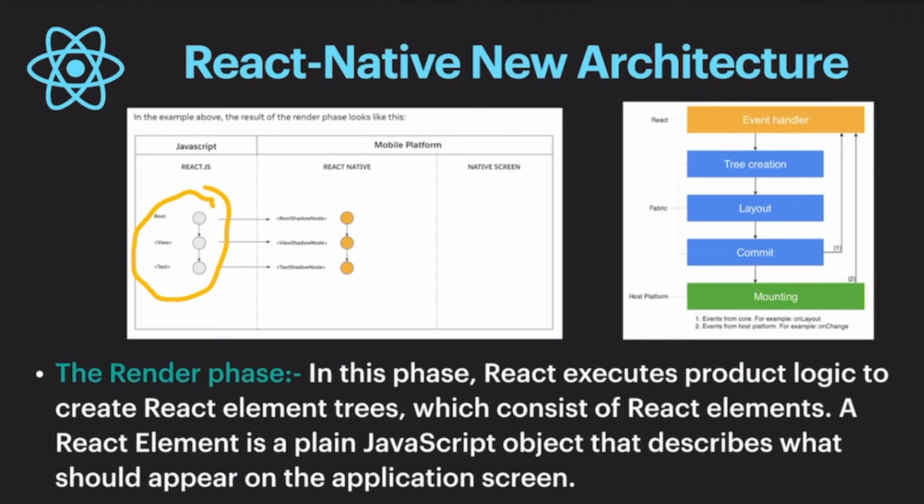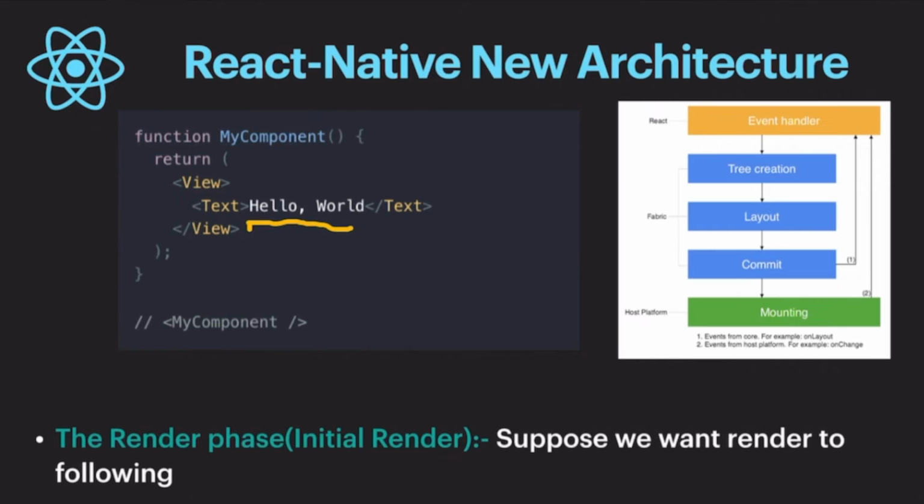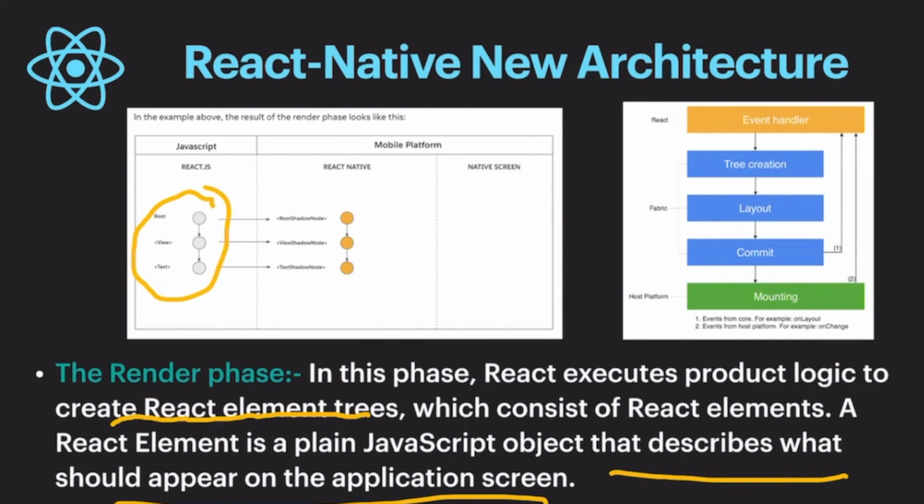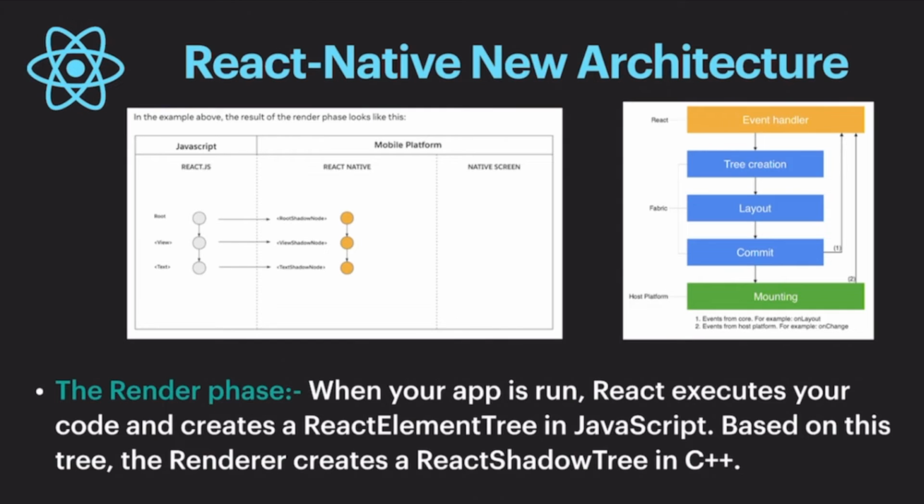When React executes product logic, first of all the React element tree is generated, which consists of React elements. A React element is a plain JavaScript object that describes what should appear on the application screen. So suppose in this code we want to display the hello world message on the screen, it is a plain JavaScript object. So when your app is run, React executes your code and creates a React element tree in JavaScript.